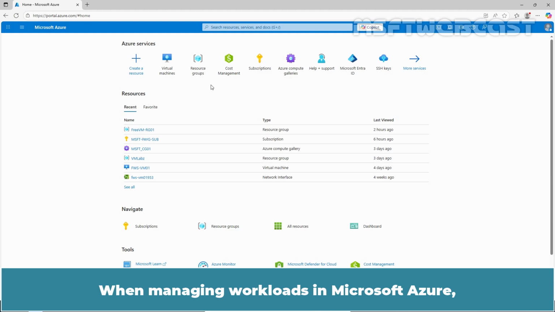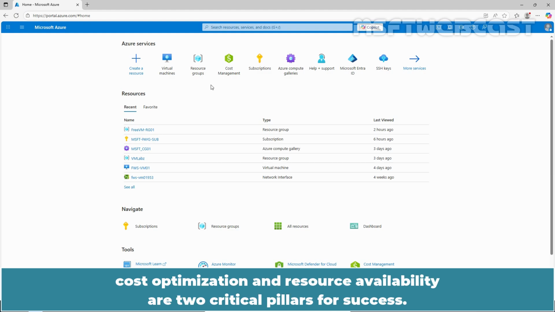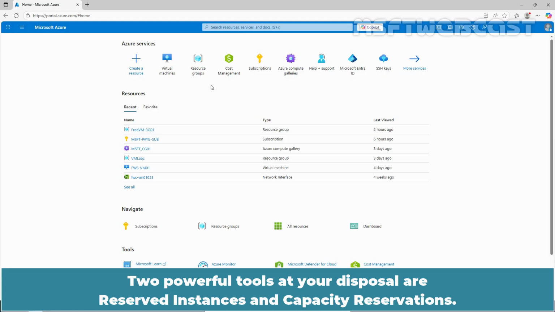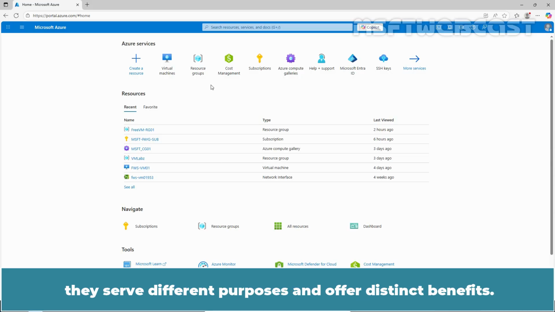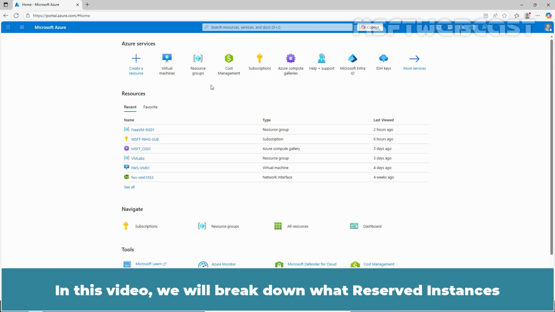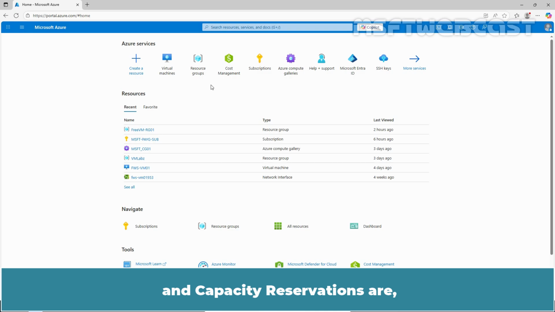When managing workloads in Microsoft Azure, cost optimization and resource availability are two critical pillars for success. Two powerful tools at your disposal are reserved instances and capacity reservations. While they might seem similar at first glance, both involve planning ahead for compute resources. They serve different purposes and offer distinct benefits. In this video, we will break down what reserved instances and capacity reservations are, how they differ, and when you should use them.